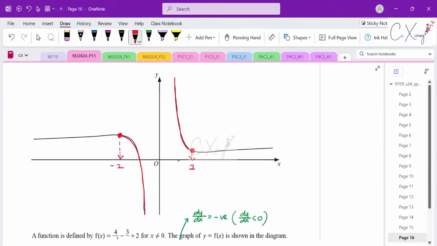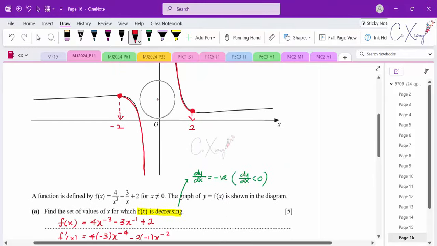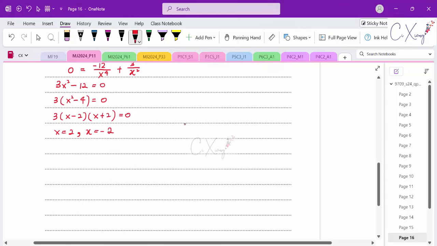From the diagram here, you can see very clearly that the red part of the graph belongs to the decreasing function. And from the diagram, I can directly give you the answer. How should I give the answer? From the graph, you can see that the function f is decreasing from -2 to +2.